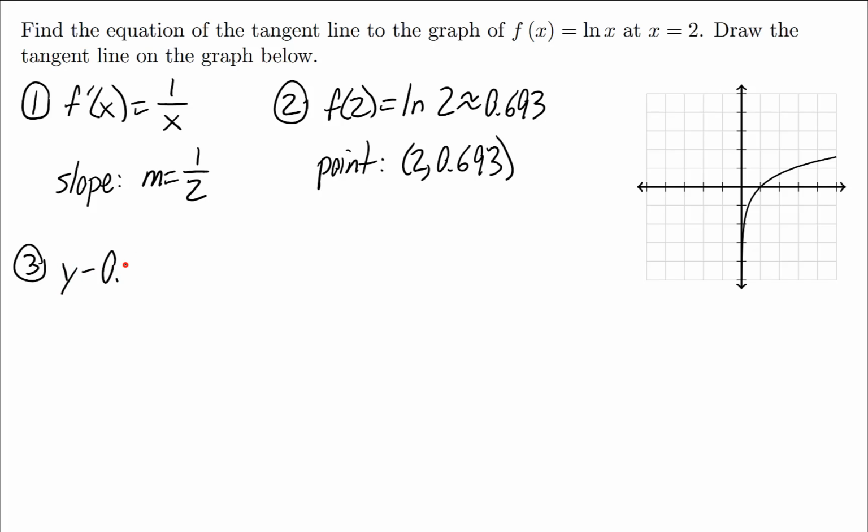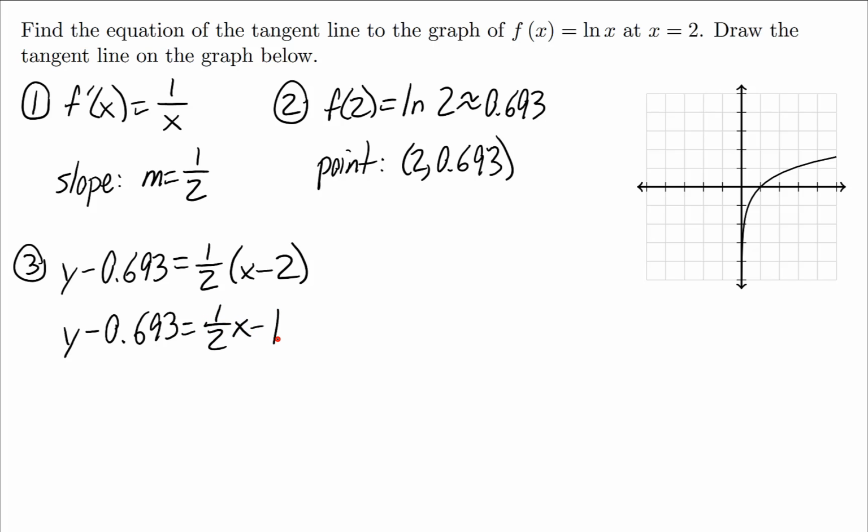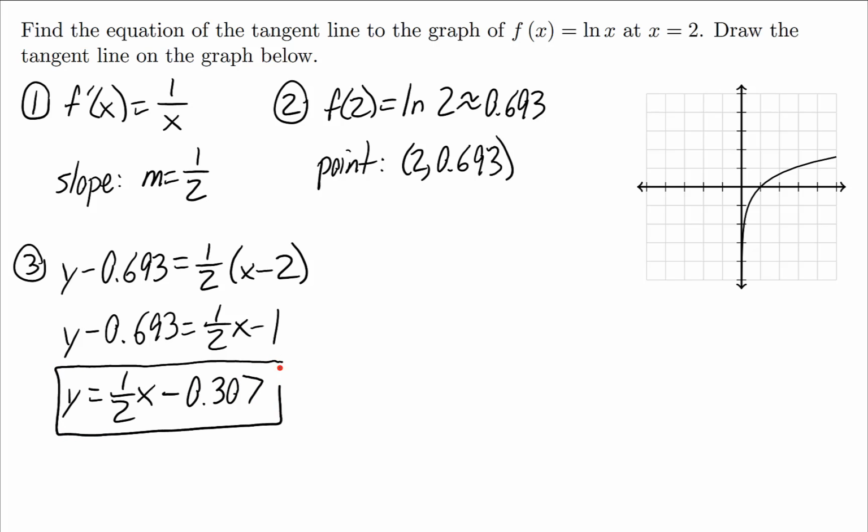y minus your y coordinate, 0.693, is equal to the slope times x minus your x coordinate. Let's distribute the 1/2 to have y minus 0.693 is equal to 1/2 x minus 1, and then add the 0.693 to both sides to get 1/2 x minus 0.307. That's the equation of the tangent line.